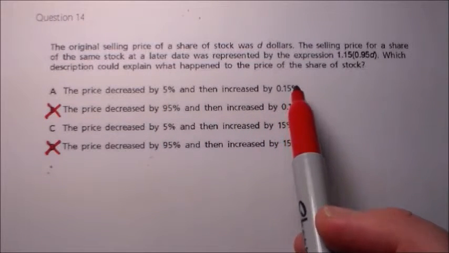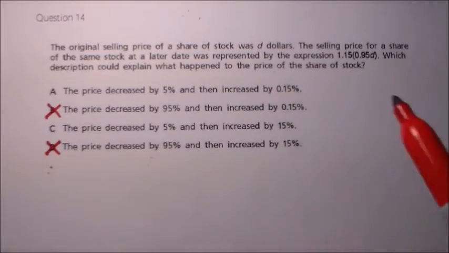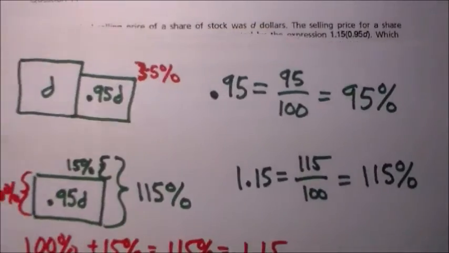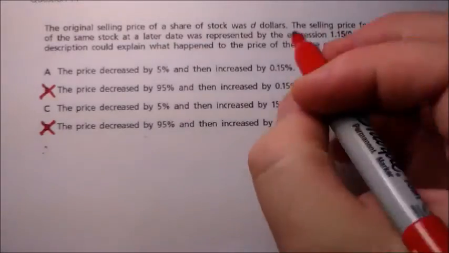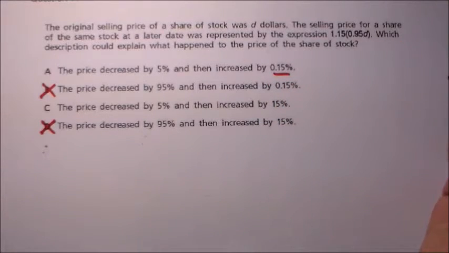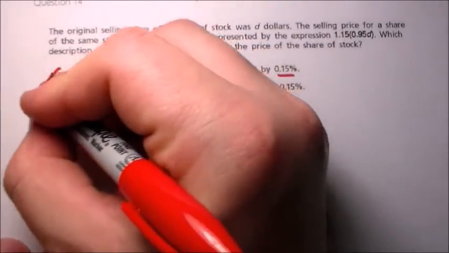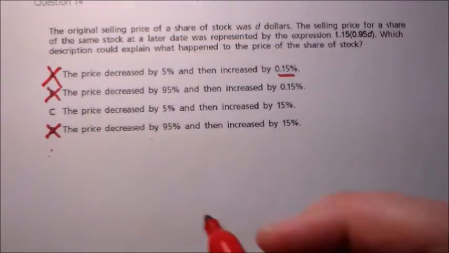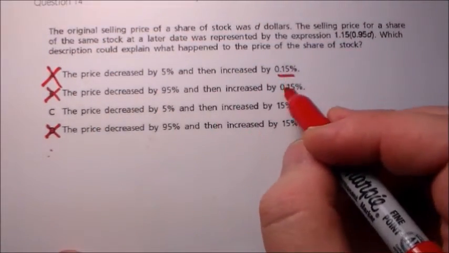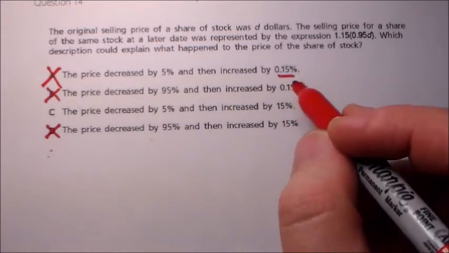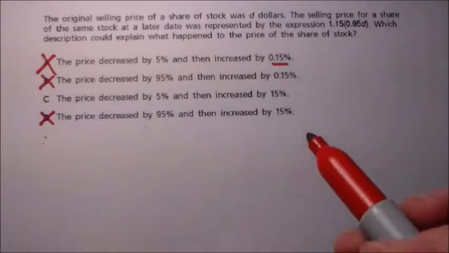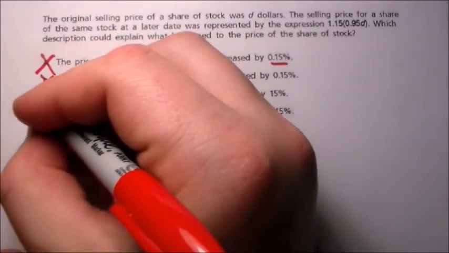Oh, you gotta be kidding me. After all of that grief to go through to get the answer, they're gonna try to fool you with this 0.15 business? No, it's not 0.15%, it's 15%. That's a really sneaky distractor. That's like bad faith almost, right? After you do all this work to do 0.15%, I don't like it.